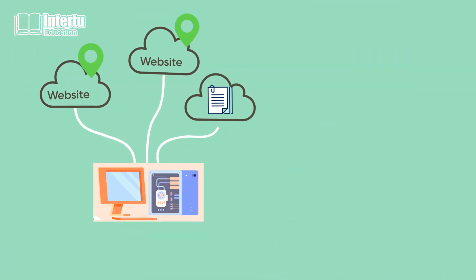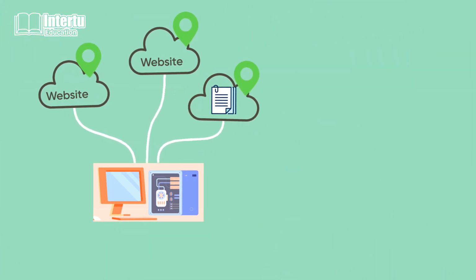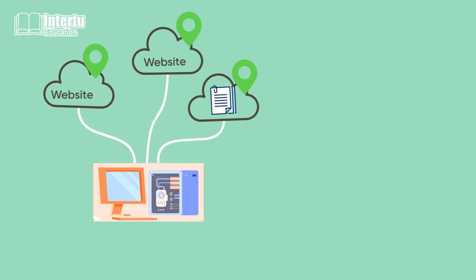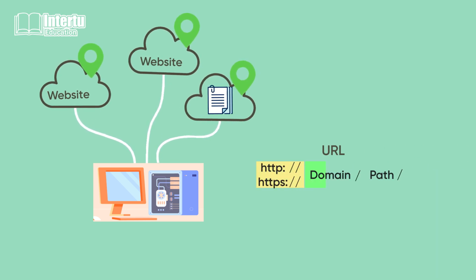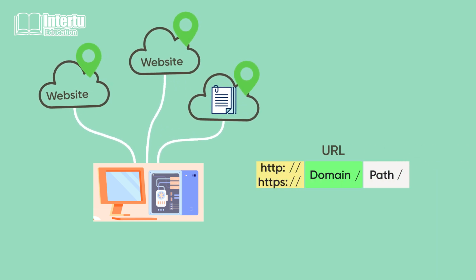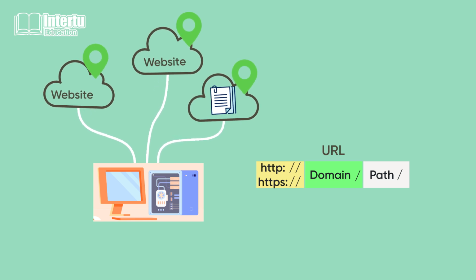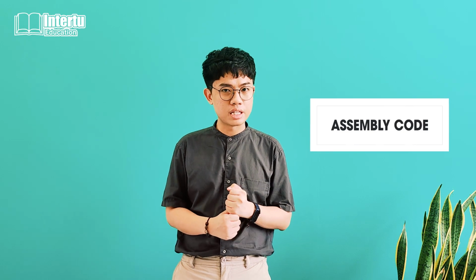Another definition that I want to mention here is the Uniform Resource Locator, or URL. It's a web address to locate a specific web page or resource on the internet. It consists of several parts, including the protocol, HTTP or HTTPS, the domain name, and the path of the resource.